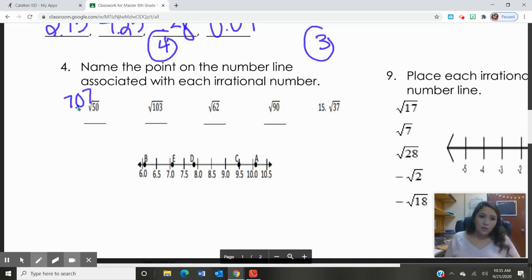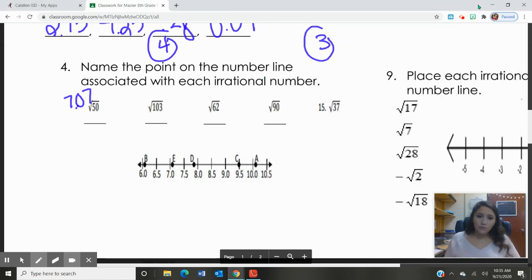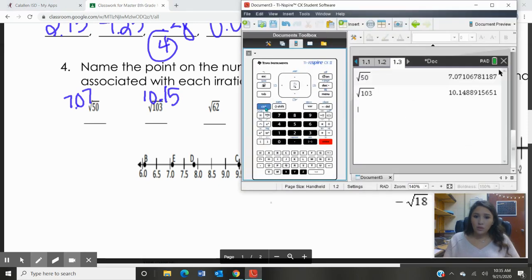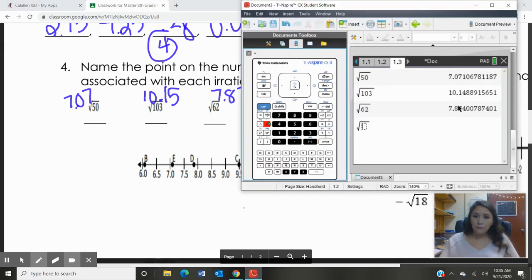7.07. My next number is the square root of 103, so square root 103, enter, and my number is 10.15. Okay, my next number is the square root of 62, so square root of 62, I get 7.87, so 7.87. My next number is the square root of 90, I get 9.49.